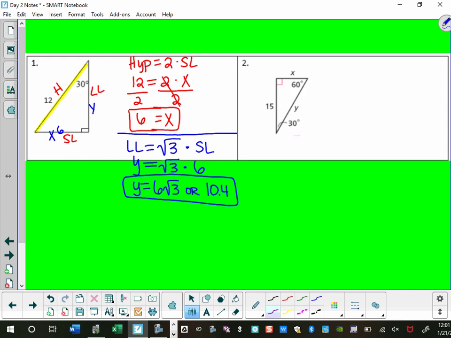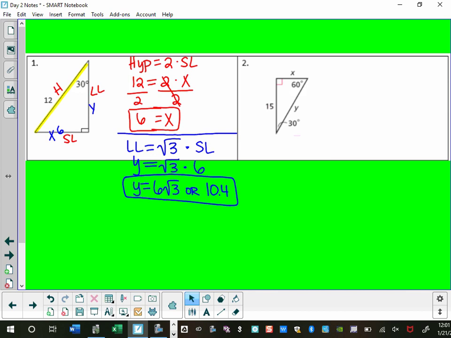6 times root 3. You have to scroll over. If it's a matter of you learning how to just scroll over, I think that's an easy fix. It doesn't mean you're going to fail it. Alright, we're going to get through a couple more before lunch.